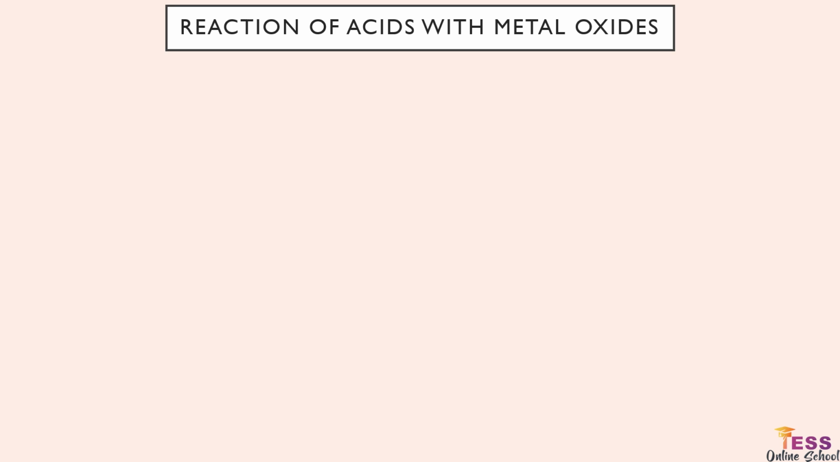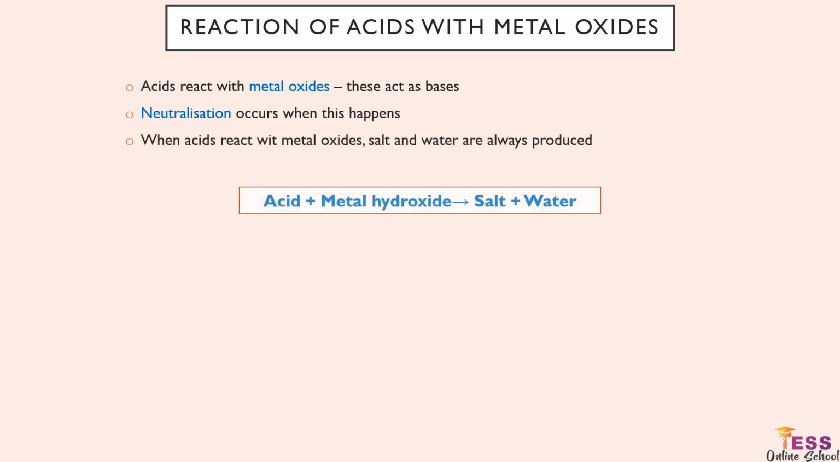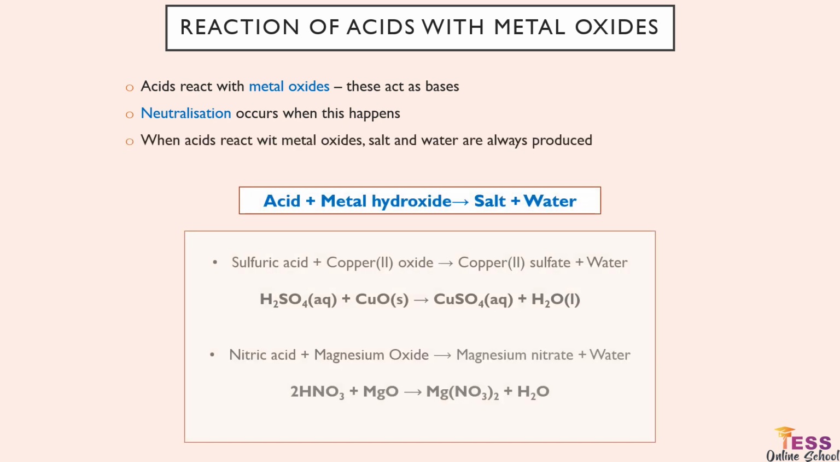Similarly, let's go through the reactions between acids and metal oxides. Firstly, the metal oxide acts as a base in this neutralization reaction. As it's a neutralization reaction, once again, water and salt is produced. Examples include the reaction between sulfuric acid and copper oxide to produce copper sulfate and water, and the reaction between nitric acid and magnesium oxide to give you magnesium nitrate and water. As you can see, water is always a common product, and remember the metal element name comes before the non-metal element name also.